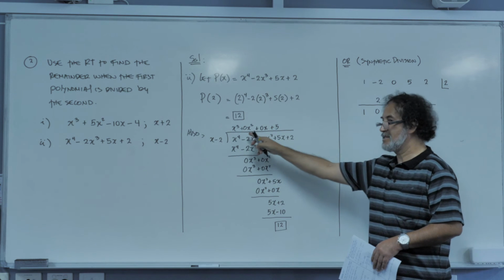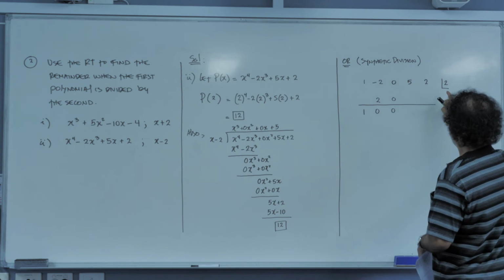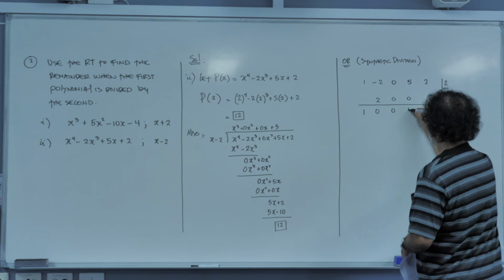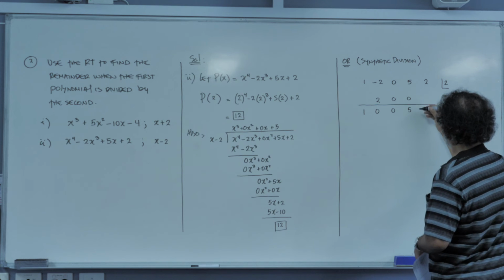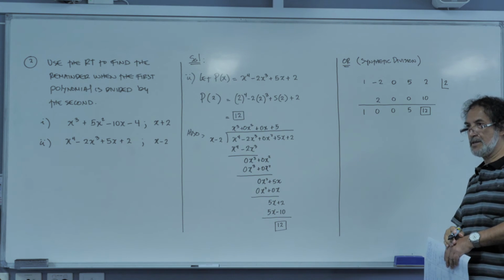Can you see that we are getting exactly this number? Okay. And then 2 times 0 is 0. And this is going to be 5. And then 2 times 5 is 10. And that is going to be 12. So you get exactly the same number.